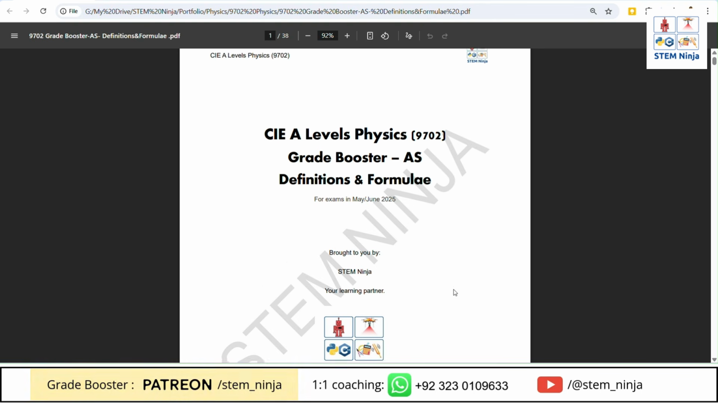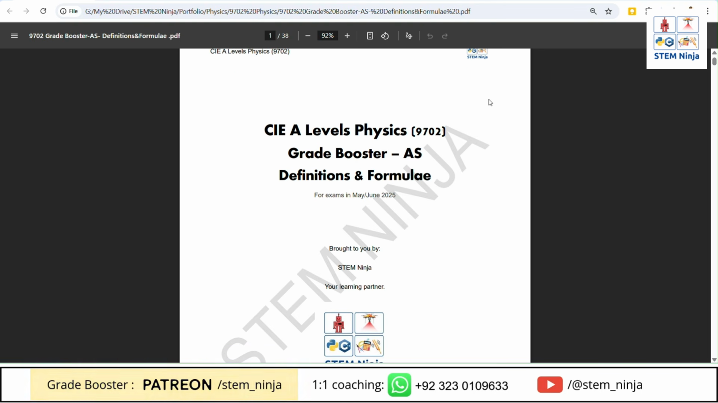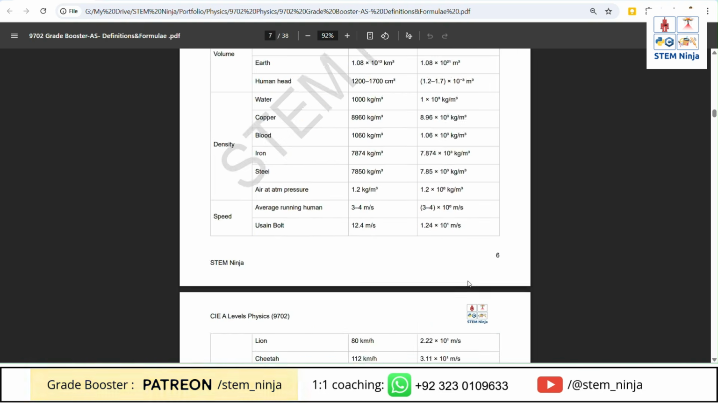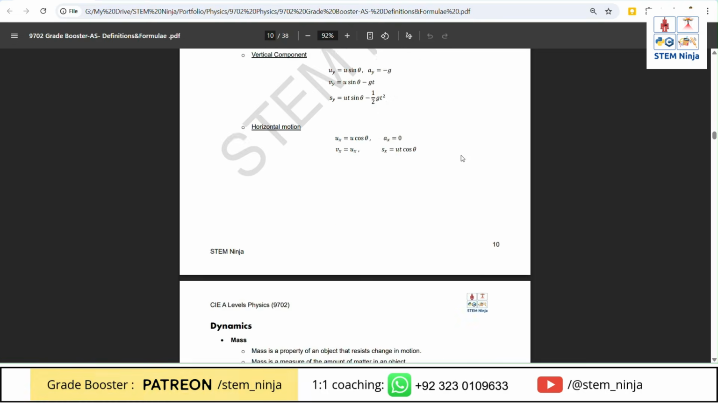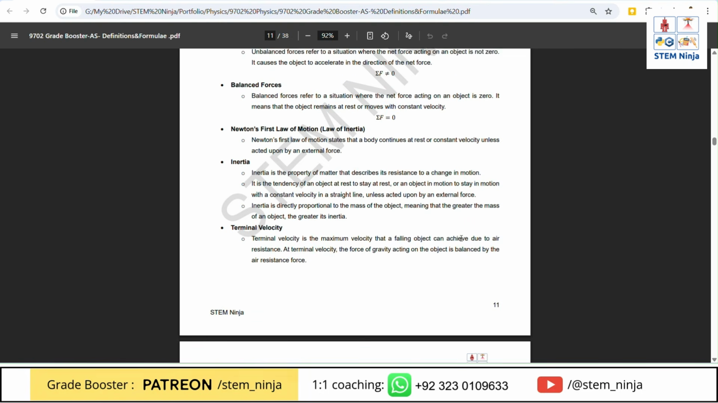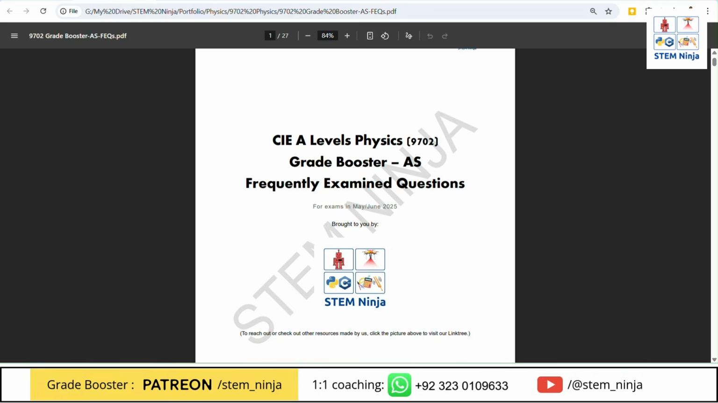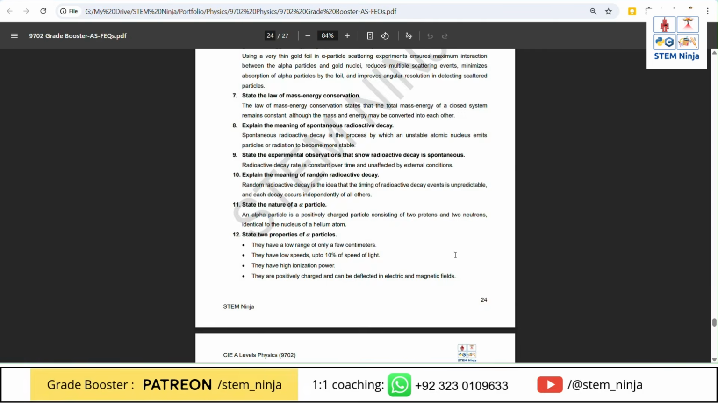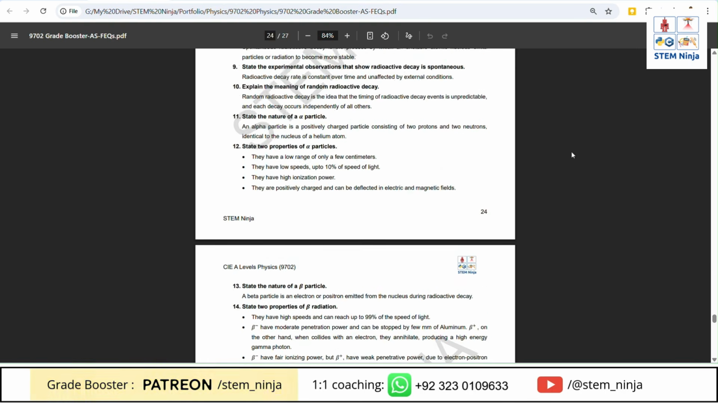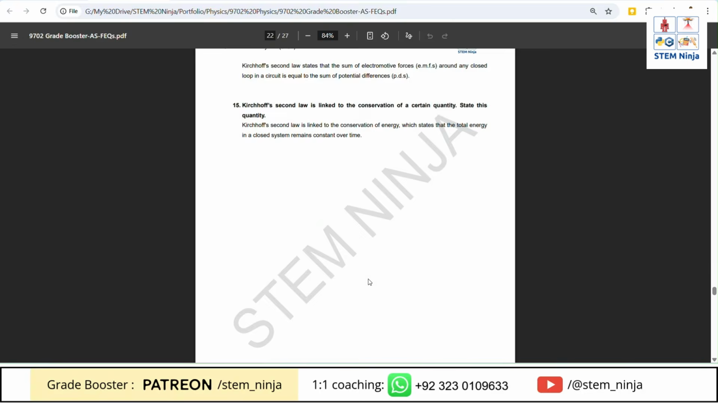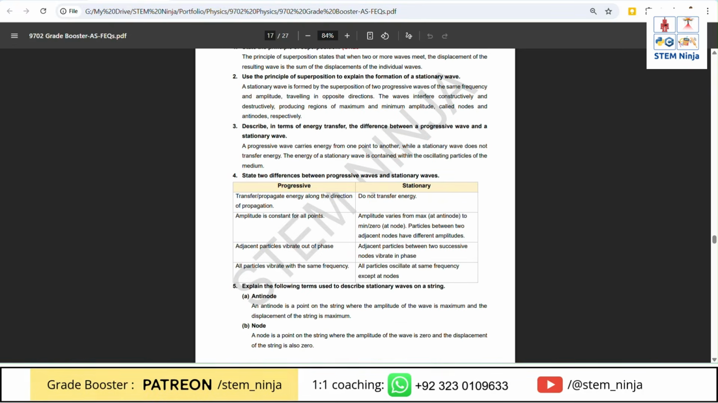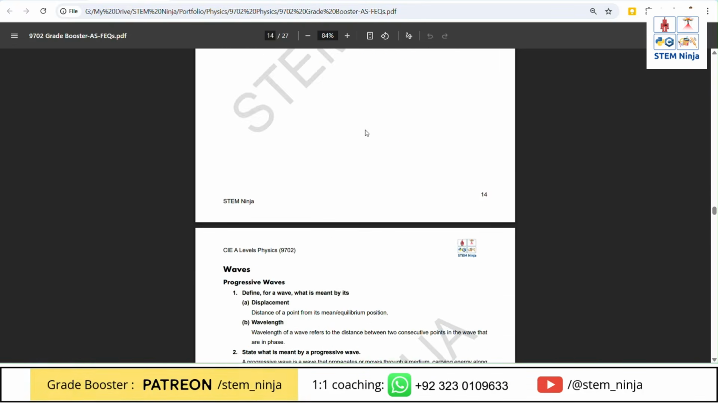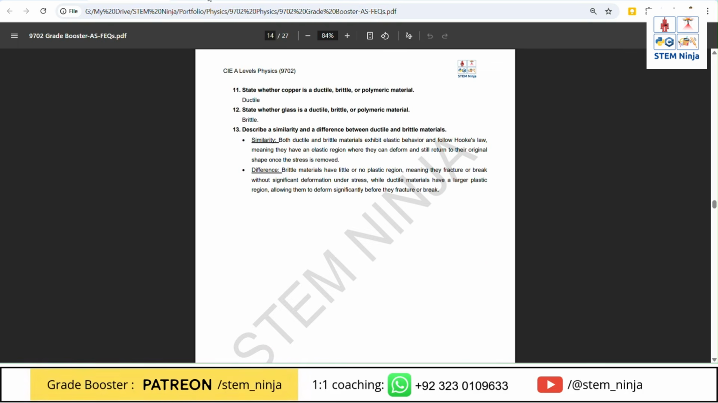This is AS definitions and formulae. As you can see, these will contain all the relevant definitions, formulae, and major key points, not all key points. Then we have frequently examined questions. Currently they are from P2, but we are working to include some very frequently examined questions from paper 1 also.